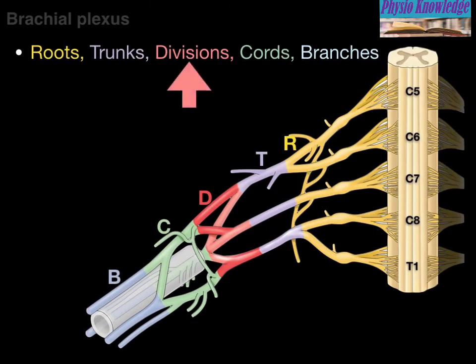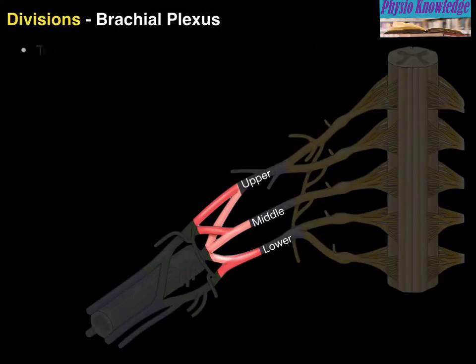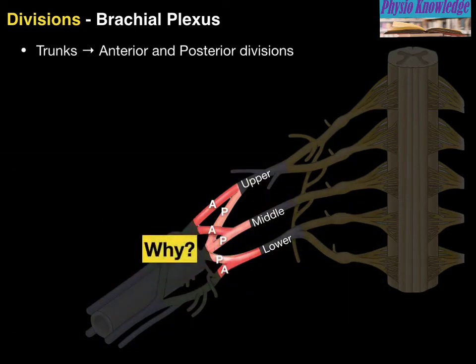All right. Next, we'll talk about divisions of the brachial plexus. And so the trunks give rise to anterior and posterior divisions. So the upper trunk has an anterior and posterior division. The middle trunk bifurcates into an anterior and posterior division. And the lower trunk bifurcates into anterior and posterior divisions as well. Now, why? What's the deal here?